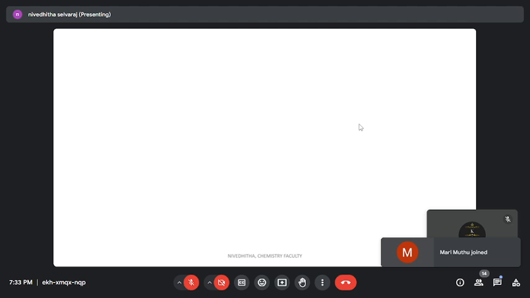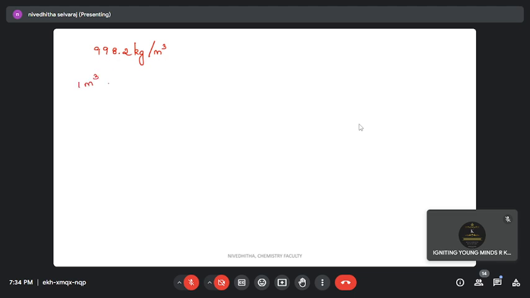Okay, we'll see the density of water now. Actually, the exact density of water is 998.2 kilogram per meter cube. So what this means is, if I take 1 meter cube of water, then that weighs 998.2 kilogram. Approximately I'm taking this as 1000. So 1 meter cube of water weighs 1000 kilogram. Now I'm converting this kilogram into gram.